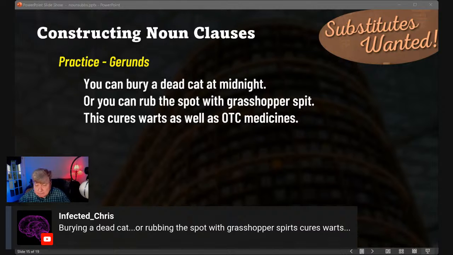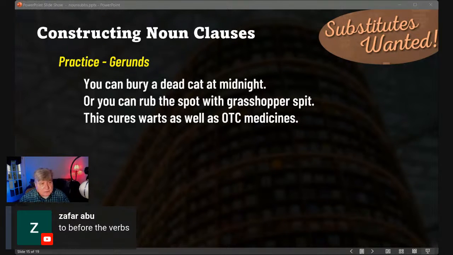Okay, gerunds, excellent. Zafar, can you use a "to"? Let me look at that. Zafar asked if we can use a "to" before the verbs. I have a difficult time seeing the "to" there. It might be grammatically correct, Zafar, but in American English, at least, the more common way of saying it would be burying or rubbing cures warts. But I like the way you're thinking.